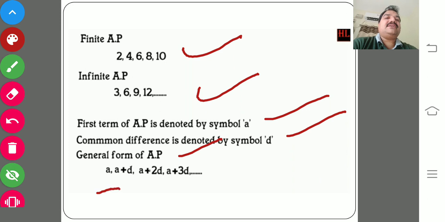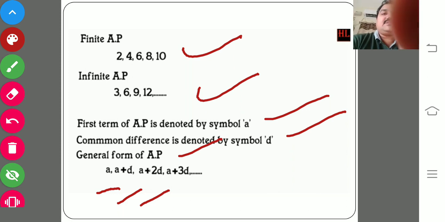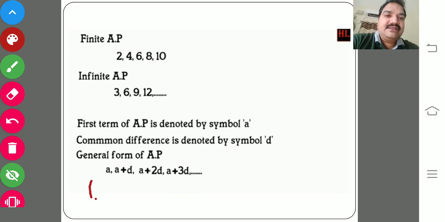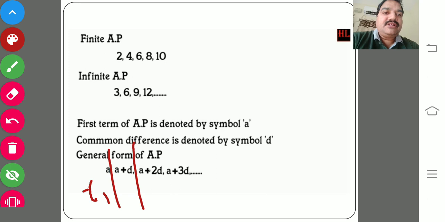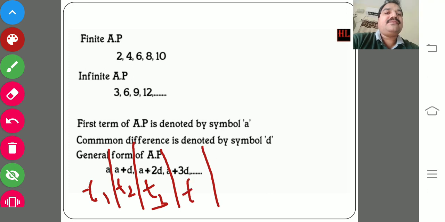The first term is added to the common difference, and you get the second term. If you want to find the third term, it is T2 plus D, which is A plus 2D, and this is T3. First you write like this, and you can easily understand: T1, T2, T3, T4.